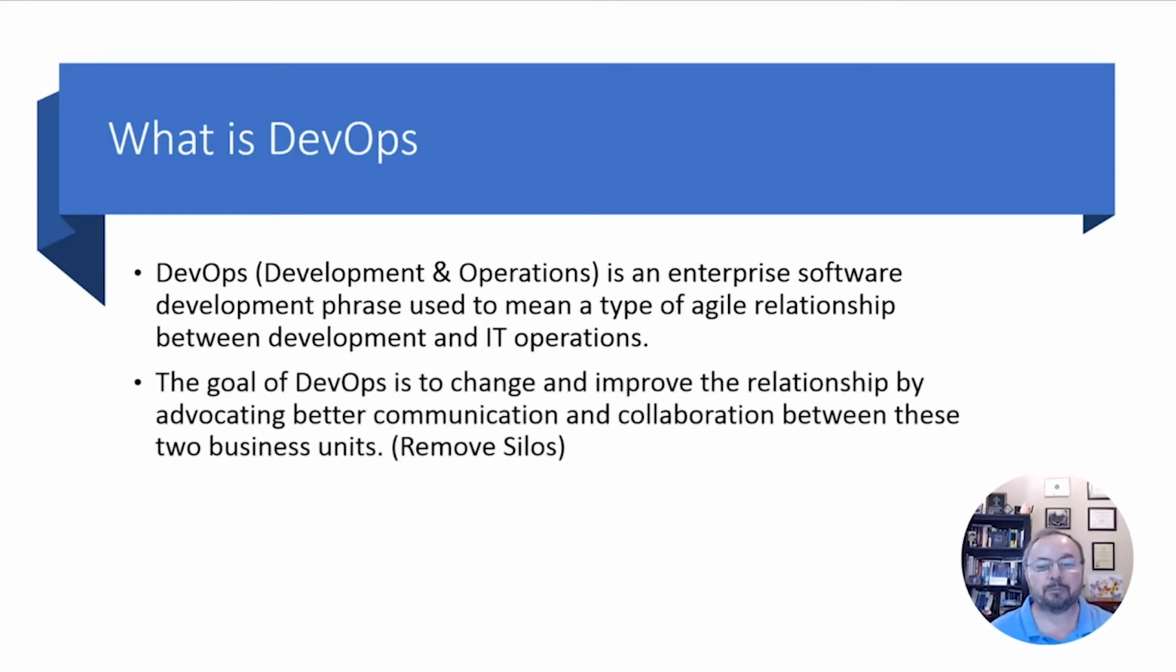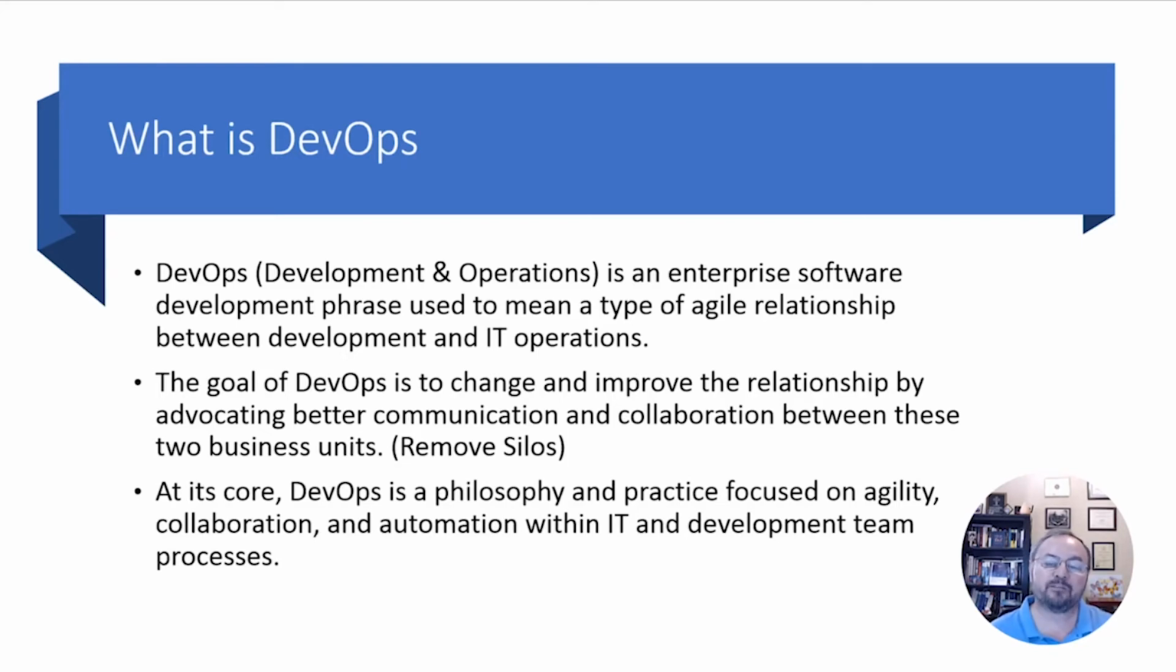So the goal of DevOps is to change and improve the relationship by advocating better relationships. The reality is that DevOps is not so much a technical exercise, it's really a people exercise. Now, when it comes to communication and collaboration, it really is meant to remove silos. That's really the goal of DevOps.